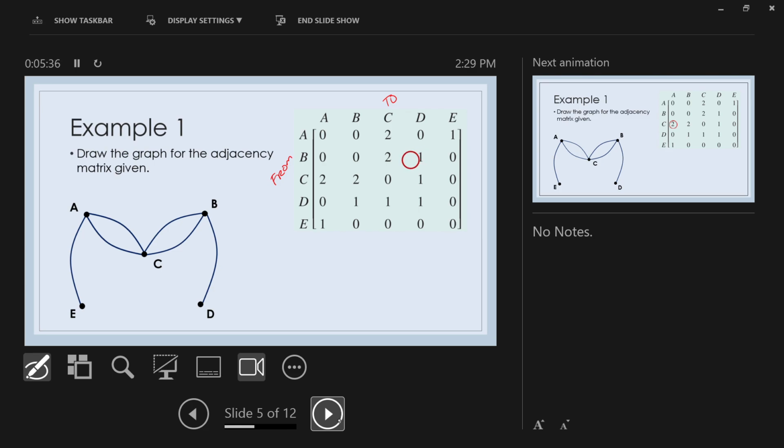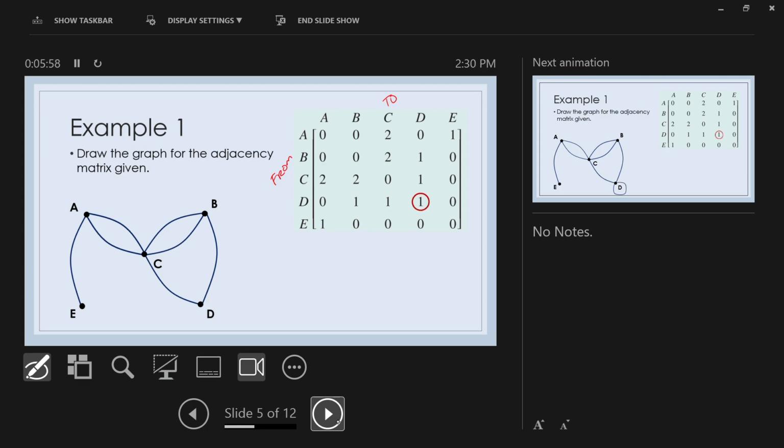Next row. C to A is connected twice, as we've already done. C to B is connected twice, as we've already done. Continue through. C to D is connected once, so I need to construct a line. And as I continue through, D to B is already connected. D to C is already connected.